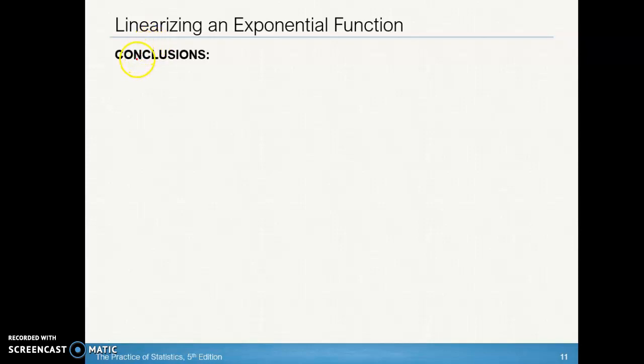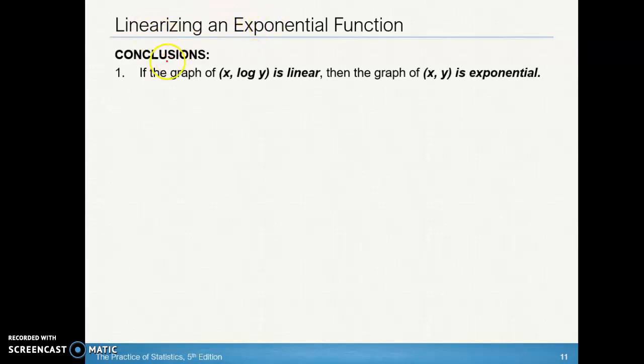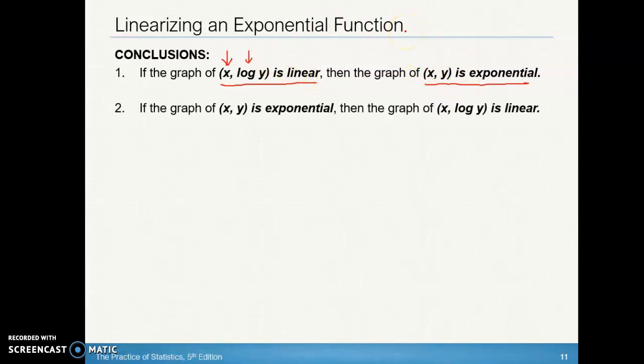All right, now let's take a minute and make some conclusions about what we know about taking an exponential function and making it linear. Number one, if we graph x, log of y and it is linear, then we know that x comma y, the original one, is exponential. So we left the x values the same, and all of the y values we put a log in front of. If that produces a linear graph, when we work backwards, we know the original one was exponential.